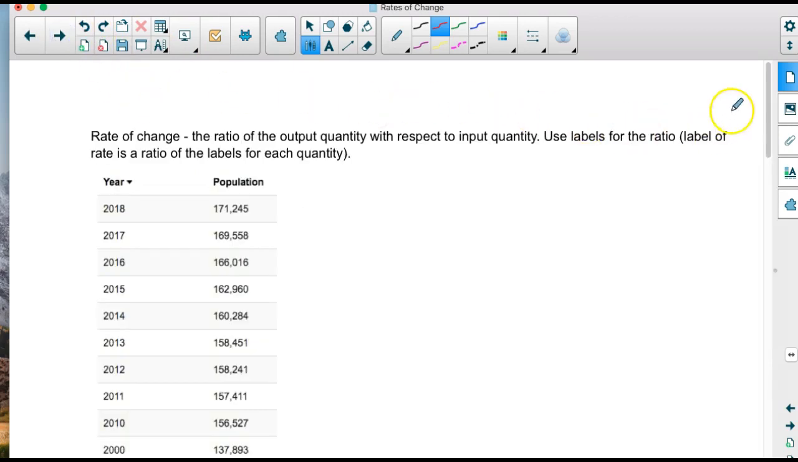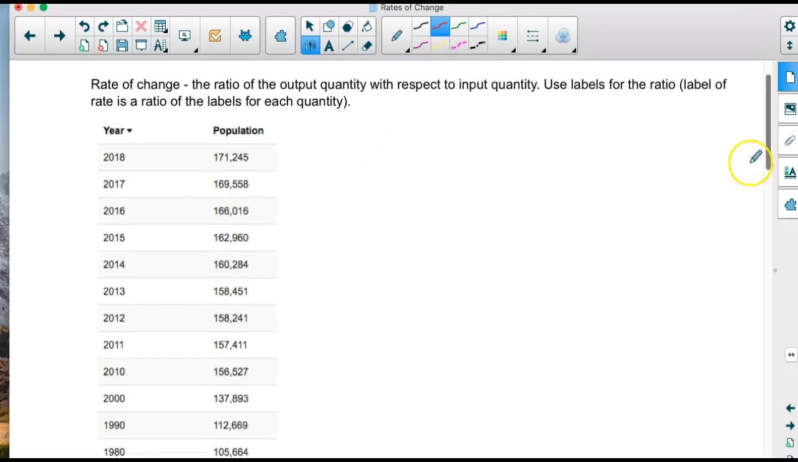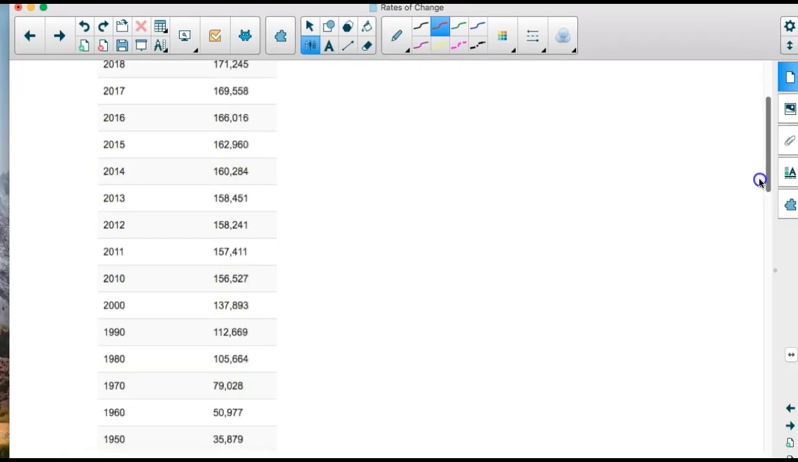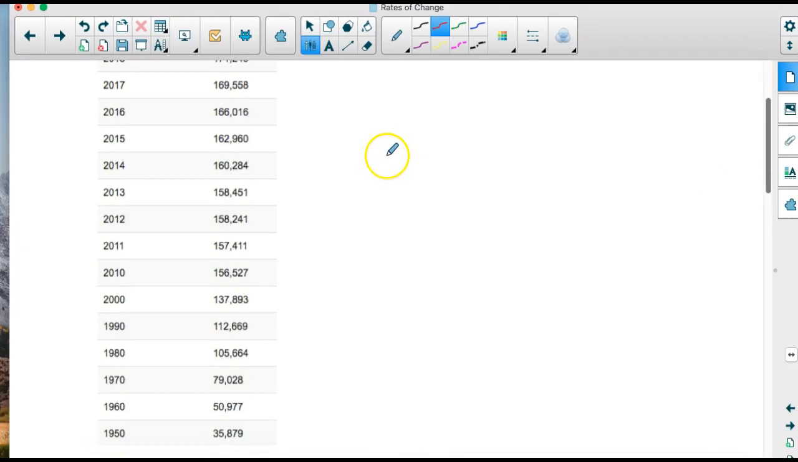A rate of change is a ratio of the output quantity with respect to the input quantity. We want to use labels in this ratio, so we're going to write them as a rate. Here's an example of a chart, and this is the population in Eugene for these qualifying years. We're going to look at the average rate of change, or what's the rate of change between the years.